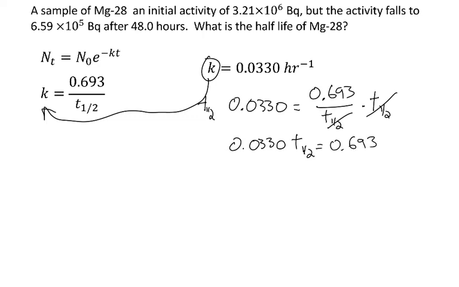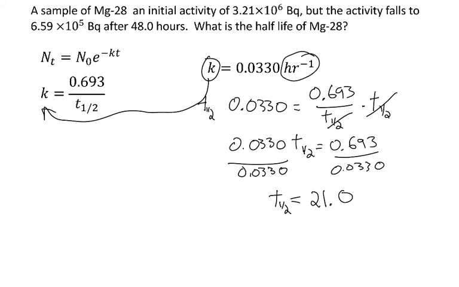Now I can divide both sides by 0.033. And the half-life that I get is 21. And then because the units on the rate constant were 1 over hours, that means the units on my half-life are going to be hours.